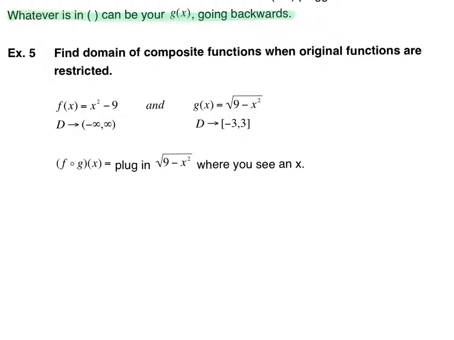So remember, whatever is underneath here, so let me highlight that. So this part that's underneath here has to be greater than or equal to 0, because you can only take the square root of a positive number. So we're going to take the 9 minus x squared, and we're going to set it greater than or equal to 0 and solve. So we're going to subtract 9.